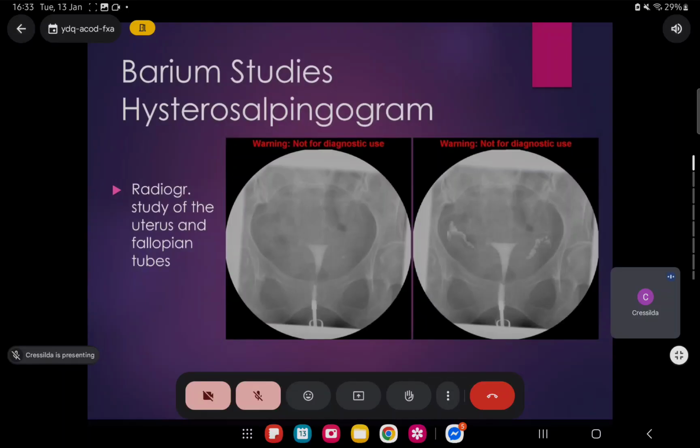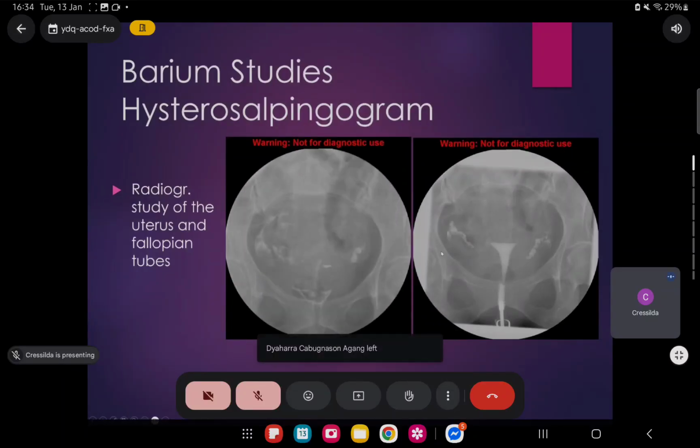So in a normal HSG, we would see first you would have filling of the uterine cavity, and then it would go into the fallopian tubes, and normally you could see intraperitoneal spill of contrast within the abdomen. So here, as it's filling, and then you can see that these are the fallopian tubes, and then you can see the contrast just spilling out. So this would be normal. Okay, so those are normal.